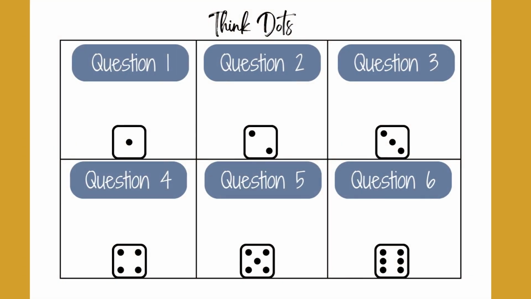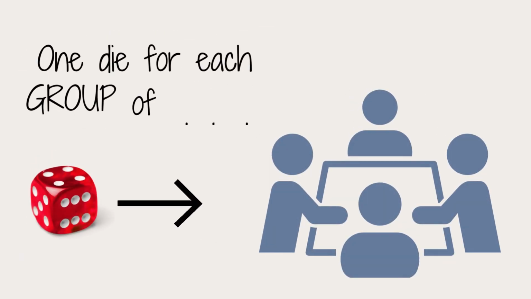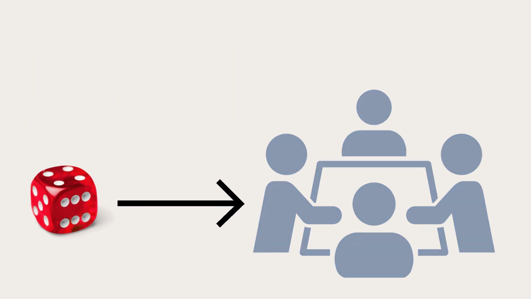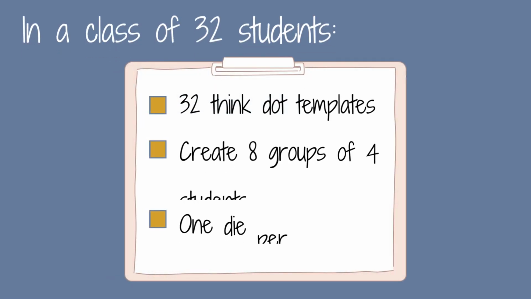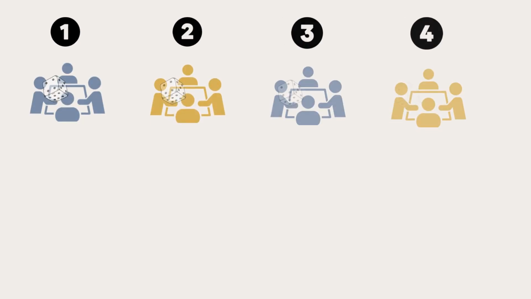After the Think Dots template of questions is complete, the teacher would copy enough for each student and provide each group of students with 1 die. For instance, in a class of 32 students, the teacher would copy 32 Think Dots templates and create 8 groups of 4 students with 1 die per group, thus 8 dice total.